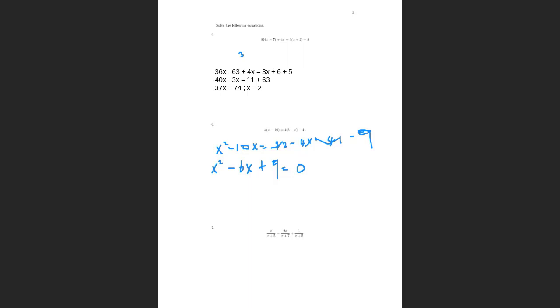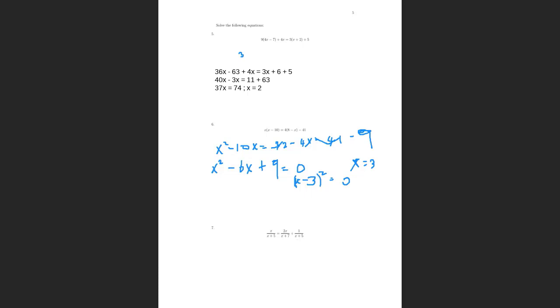This works out pretty nice because this is just x minus 3 whole squared, which is equal to 0. So you know that x equals 3. It's your only value. And just plug in to check.